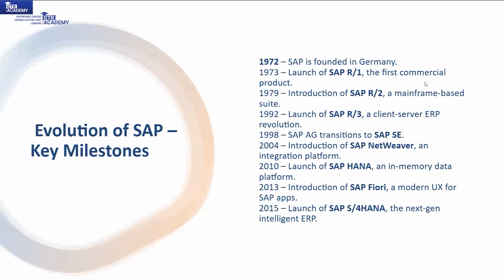Second interview question: the date on which SAP was founded in Germany. 1972. R1. R1 means real time. SAP R1 means real-time, one-level architecture. One-level architecture means you can only talk with the interface using the GUI, the graphical user interface.